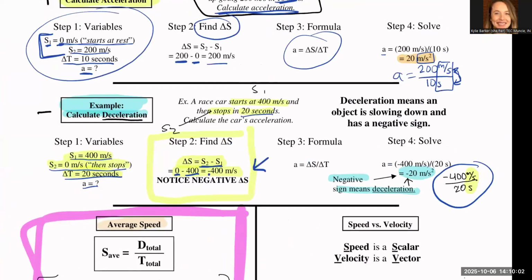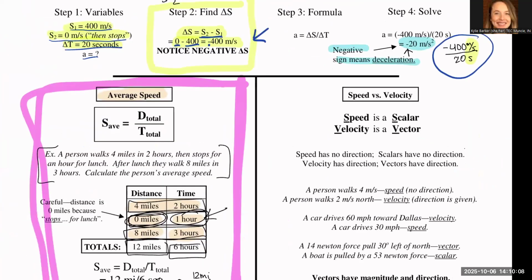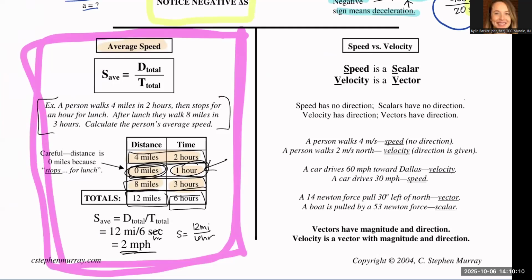You really just have to make sure you do ending speed minus beginning speed. Okay, so let's look at a couple more vocabulary type things. We've actually already done average speed. So this box in pink is really what we were doing the last couple days, but they're telling us that average speed is equal to total distance traveled divided by total time traveled.